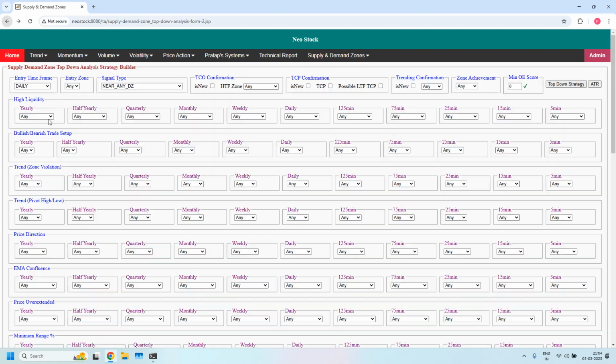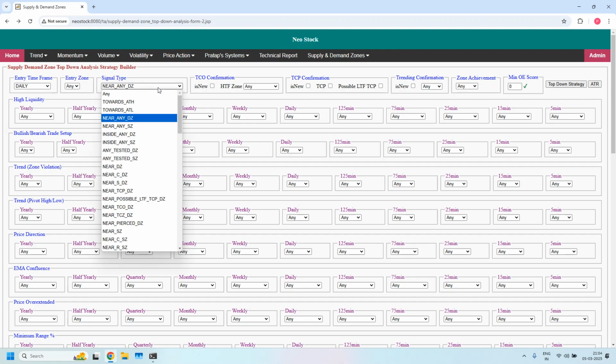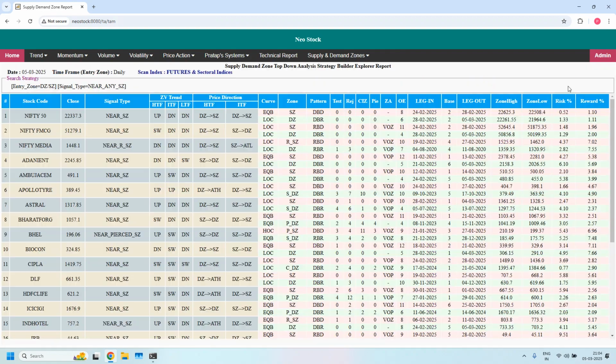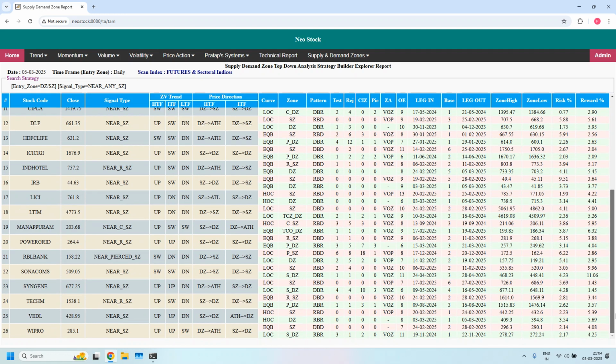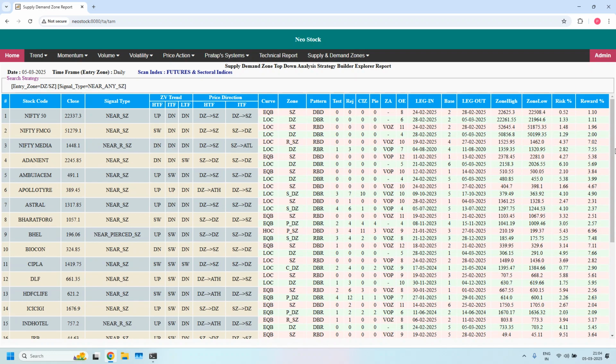Okay, next, for daily time frame, stocks near daily supply zone. We got 26 stocks. So let us identify high liquidity supply zones from this list. Nifty Media, but it is an index, not listed in F&O. We are not focusing.